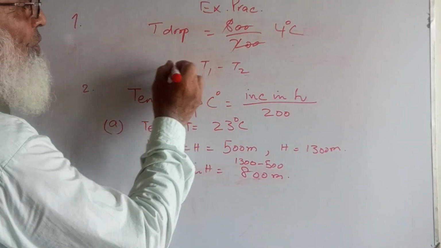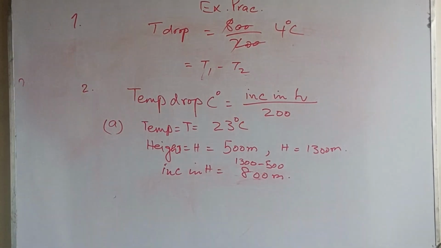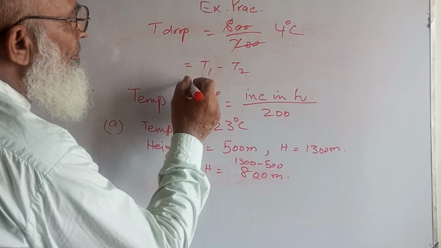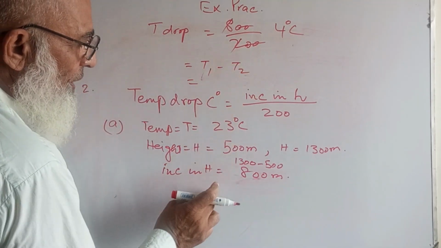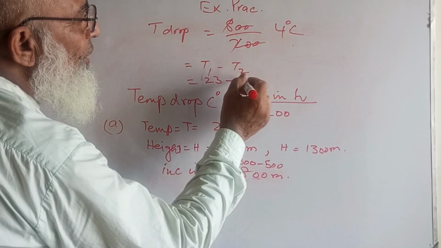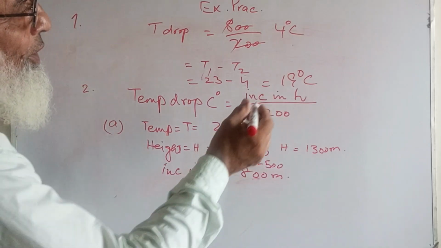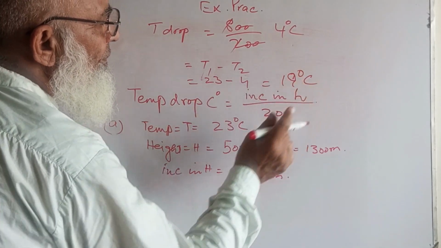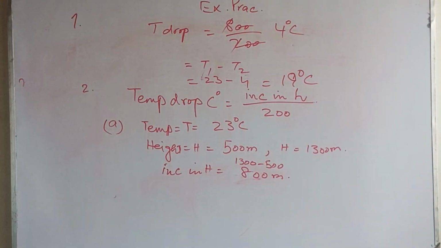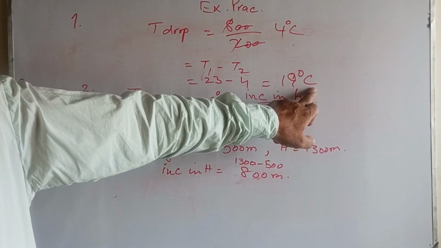We'll do it this way. This is the initial temperature, this is the final temperature. So T1 was 23 degrees centigrade and minus 4 degrees centigrade, it will become 19 degrees centigrade. Now at the height of 1300 meters, we will be experiencing 19 degrees centigrade.